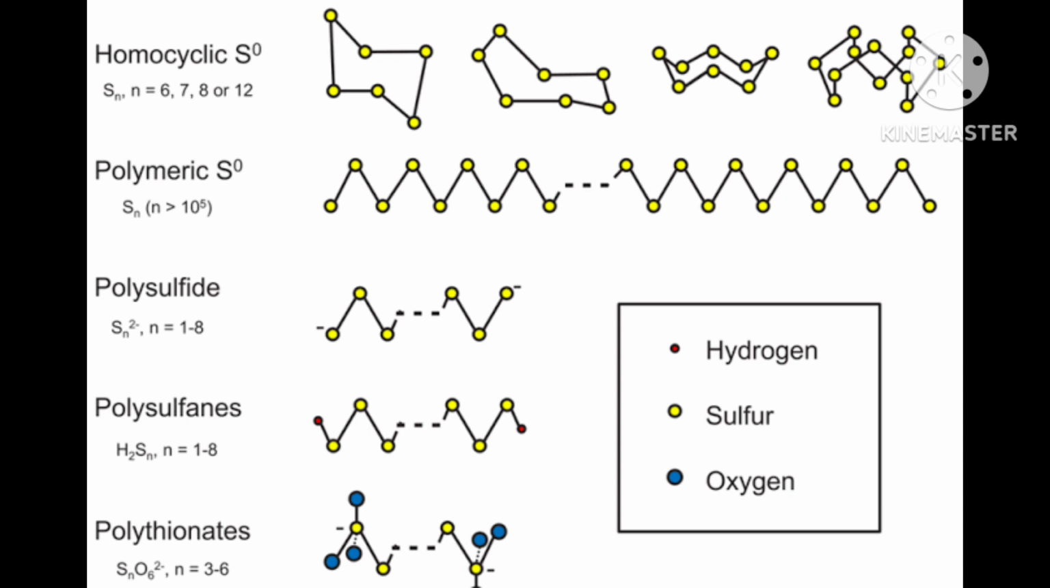Sulfur dioxide reacts with chlorine in the presence of charcoal, which acts as a catalyst, to give sulfuryl chloride, SO2Cl2. Okay, always remember sulfuryl chloride is SO2Cl2.